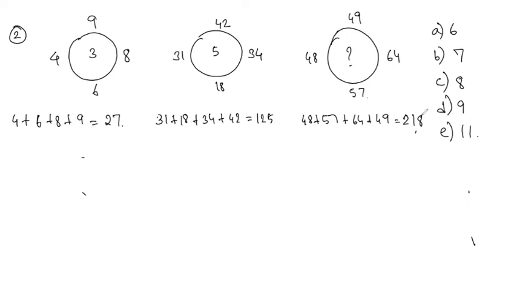So now try this. Okay, I can give you a hint. It is related to squares of numbers or cubes of numbers. Try. So we got the sum now. Here it is 27, 125, 218. So find out the relation between these numbers, and then we'll find out what comes at the question mark.